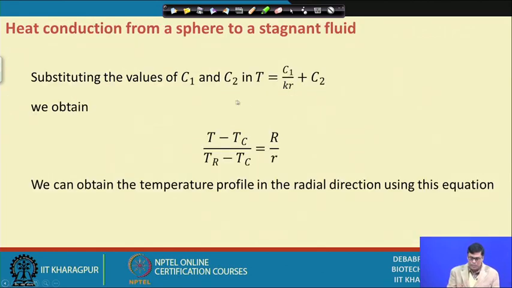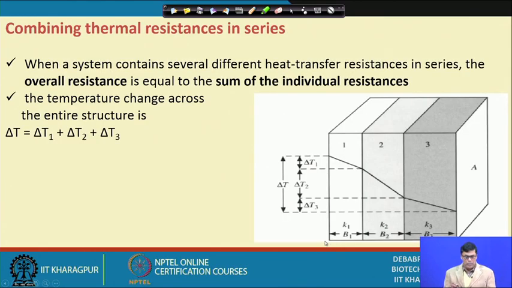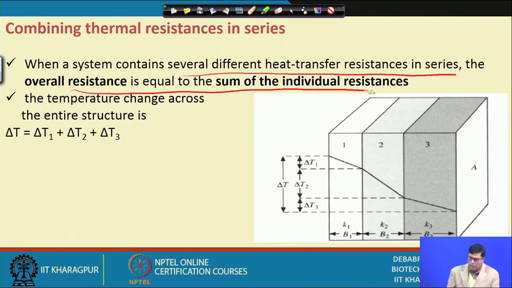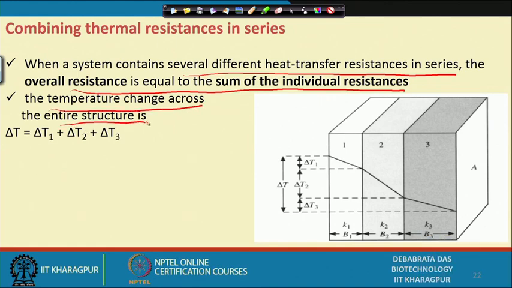Finally, we can write this equation, that T equal to C1 into Kr, and T1 minus Tc by Tr minus Tc equal to capital R by small r. Now, this is the combining resistance, because this is very important. When a system contains several heat transfer resistances in series, overall resistance equals the sum of the individual resistances, and temperature changes across the entire structure.